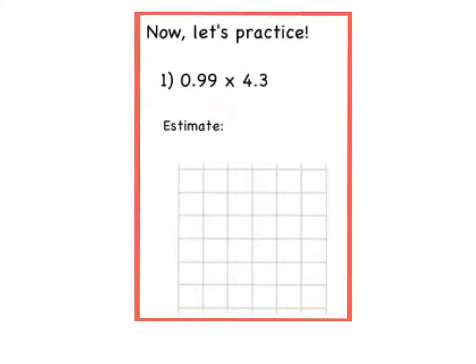Now let's practice some together. So if I look at this problem, I am multiplying 99 hundredths by 4 3/10. So the first thing that I need to do is estimate. If I look at 99 hundredths and I round this to the greatest place, which is the tenths, or I could even round it to the ones, I'm going to get the answer of 1. And if I look at 4 3/10 and I round to the greatest place, I'm going to get 4. So my estimate is going to be 1 times 4, which is going to be a grand total of 4.